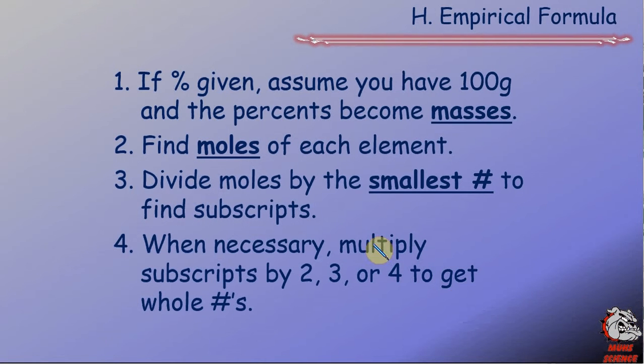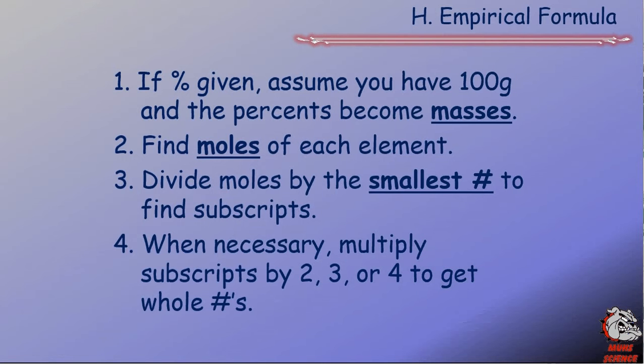A lot of the problems are going to start off by telling you a percentage of an element in a compound. Something like, this compound is 30% lithium and 70% bromine. What does that mean? Well, in terms of mass, if I had 100 grams of it, 30 grams of it is lithium and 70 grams of it is bromine. So step 1 is, if you're given percentages, just assume you have 100 grams of the compound, and those percentages just become masses: 30 grams of lithium and 70 grams of bromine.